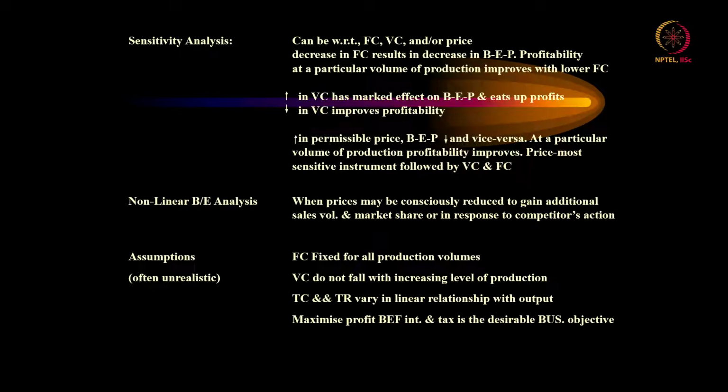Profitability at a particular volume of production improves with lower fixed costs. So, companies always look at the variable cost component. Suppose the variable cost, if you are able to reduce, it improves profitability also. This is where this experience curve becomes useful. So, increase in permissible price, break-even point comes down and vice versa. At a particular volume of production, profitability improves. Price is the most sensitive instrument, followed by variable cost and fixed cost.